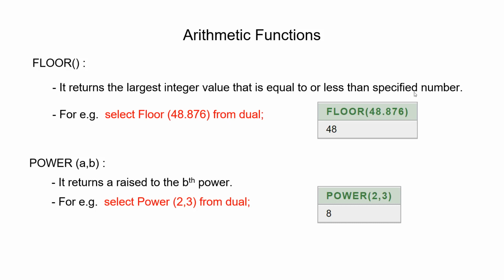The next is power. It returns a raised to the bth power. Here there are two parameters, a comma b. So b is the raised-to value and a is the input value. So it returns a raised to b. For example, select power 2 comma 3 means it will take 2 raised to 3. So the output is 8.